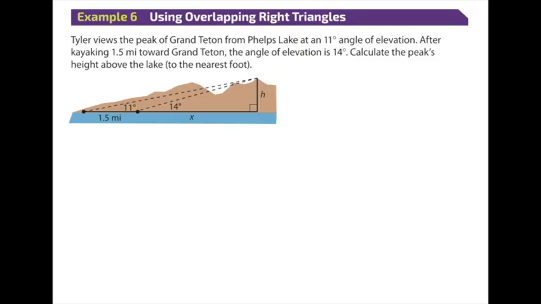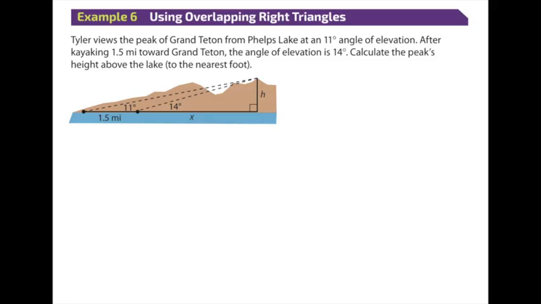Tyler views the peak of the Grand Teton from Phelps Lake at an 11-degree angle of elevation. After kayaking 1.5 miles towards the Grand Teton, the angle of elevation is 14 degrees. Calculate the peak's height above the lake to the nearest foot. To the nearest foot, all right?